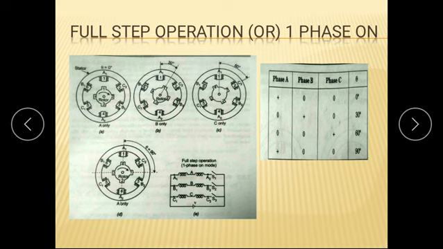Here I have taken a machine. It has 3 phases in the stator. So how many poles does it have? 6 poles. For one phase 2 poles, so for 3 phases 6 poles. So 6 poles, and the rotor has 4 teeth.